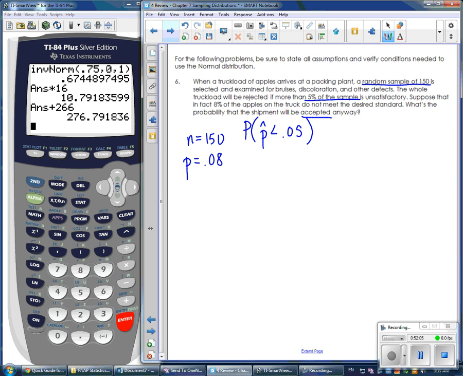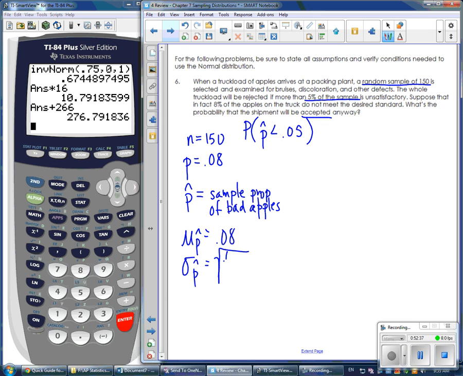Since I'm dealing with a sample p-hat, I need to figure out how p-hat is distributed. And so we're going to go ahead and say that p-hat represents the sample proportion of defective apples, of bad apples. Okay, so make sure you define it. I can say the mean of p hat, I know is just going to be 0.08 because that's the true proportion in the population, and the standard deviation of p hat is going to be the square root of p times 1 minus p, so that would be 0.08 times 0.92 over 150. And so if I do that calculation, I believe we get 0.022.